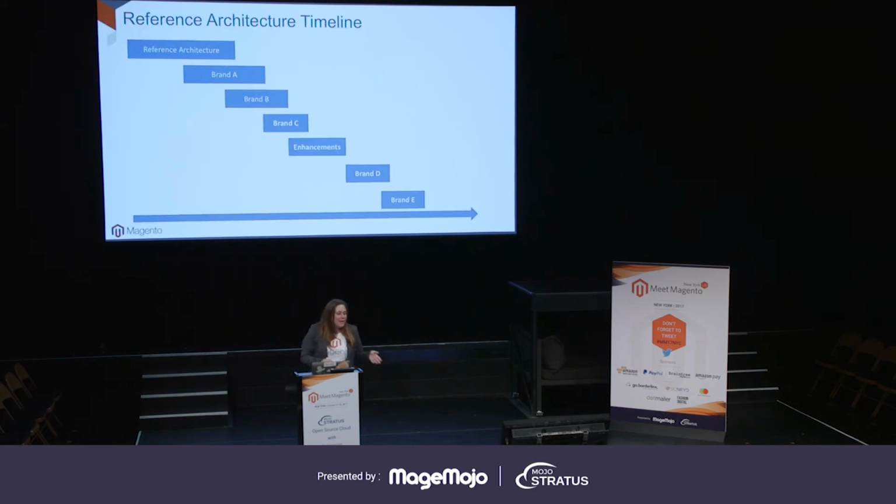So what might the timeline look like? First you're going to spend some time building out that reference architecture, and then building out your first brand might take a little bit longer. But then as each brand you build out, it's going to take a little bit less time because you're learning, you're getting more efficient, you're developing your processes better. And then maybe you have a chunk of time where you're just doing enhancements, and then next year you're rolling out brand D and brand E, and again, the time to roll those out is getting shorter and shorter.